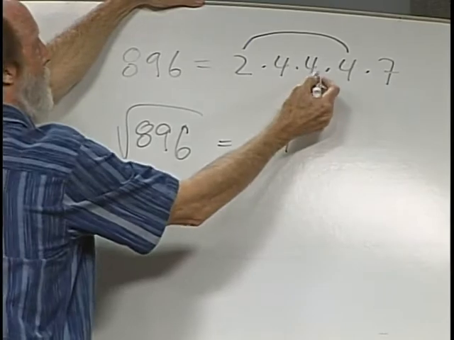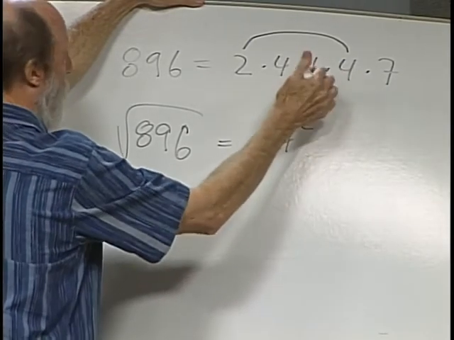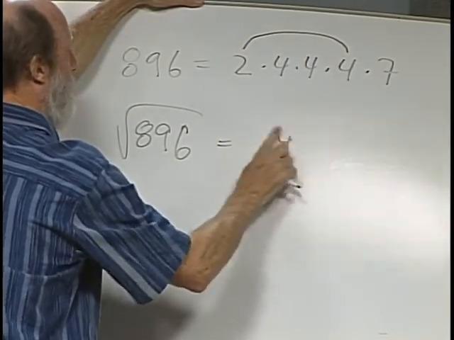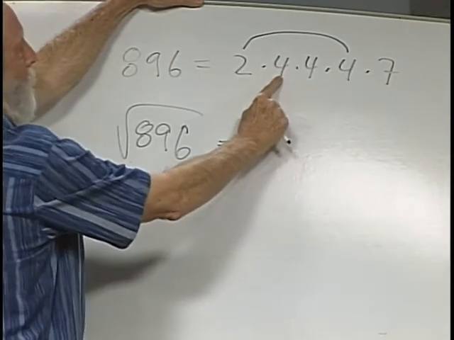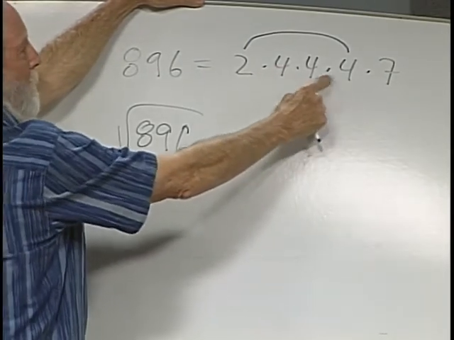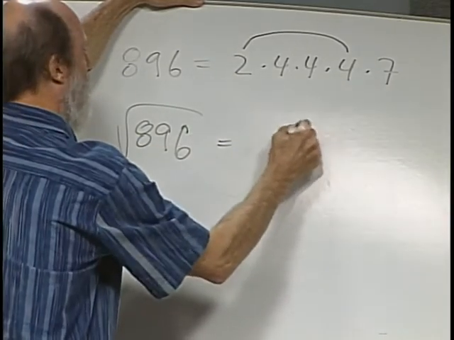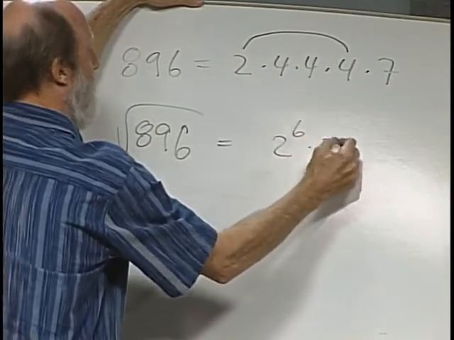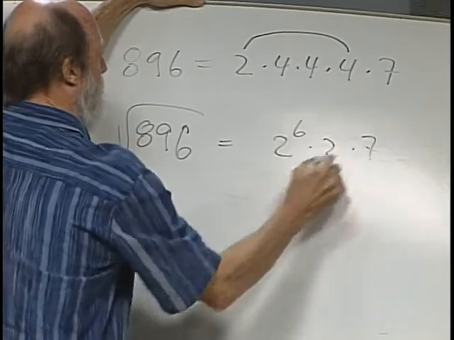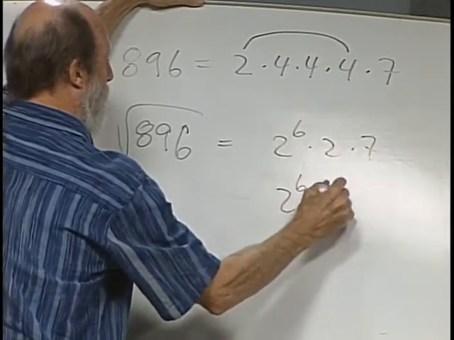Right. Pull out a 2. Yeah, actually we can pull out more, can't we? You're right. Thank you. So this is a pair of 2s, pair of 2s, pair of 2s. There's 6 2s right there, aren't there? So 2 to the 6th times this other 2 times 7. So it's 2 to the 6th times 14.